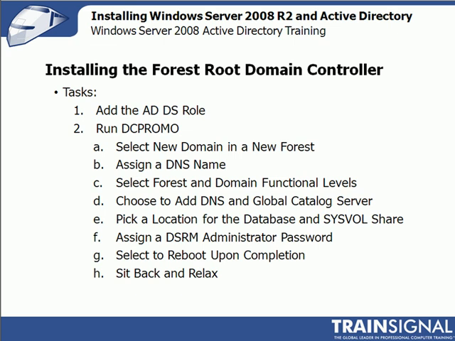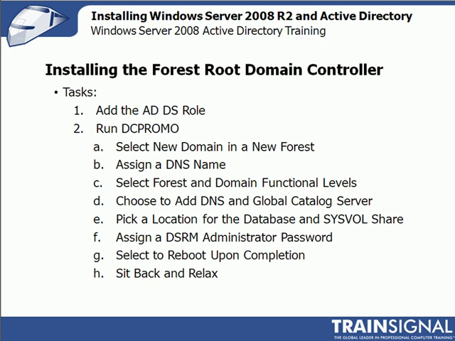We will select that we want to create a new domain in a new forest. We will assign a DNS name to that domain. We will select our forest and domain functional levels. We talked about that in a previous lesson. We will choose to add DNS and global catalog server to this installation of Active Directory, and this is actually why you might remember that I set up DNS to point to my router, and I said that's going to change. Well, when I choose to add DNS to this domain controller, it's also then going to need to point to itself as its own DNS server for support.